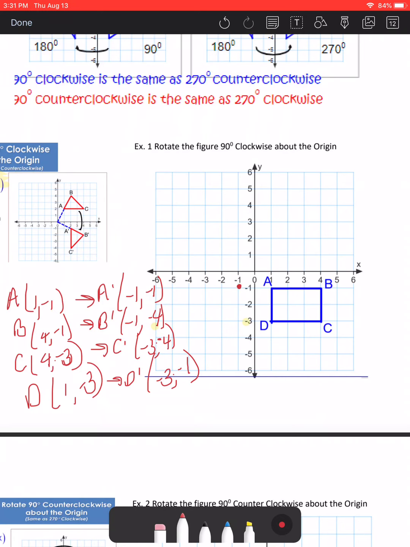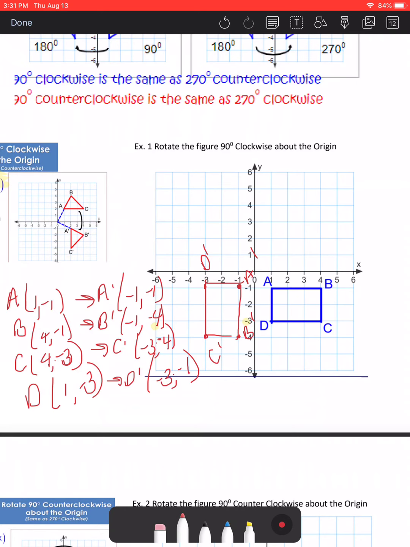So I can go ahead and plot these points. (-1, -1), that's my A prime point. B prime is located at (-1, -4). C prime is located at (-3, -4). And D prime is located at (-3, -1). And there you see that I have a 90-degree clockwise rotation about the origin.